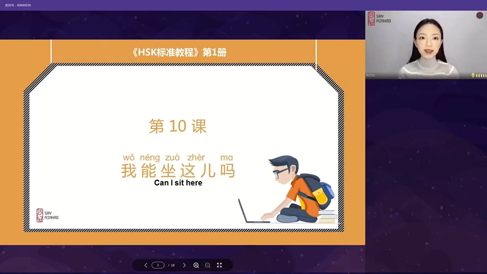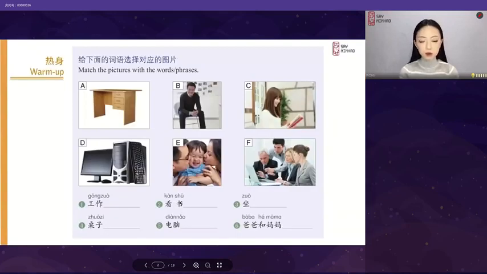Today we are going to learn Lesson 10, 我能坐这儿吗? 我能坐这儿吗? Which means, can I sit here? Okay, now let's move on to our warm up. There are 6 pictures and 6 new words.